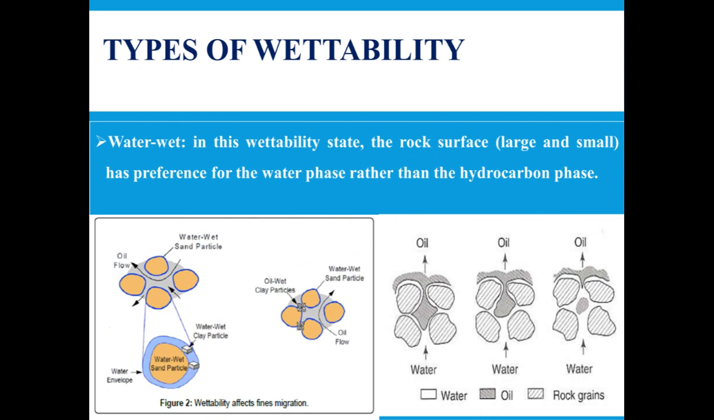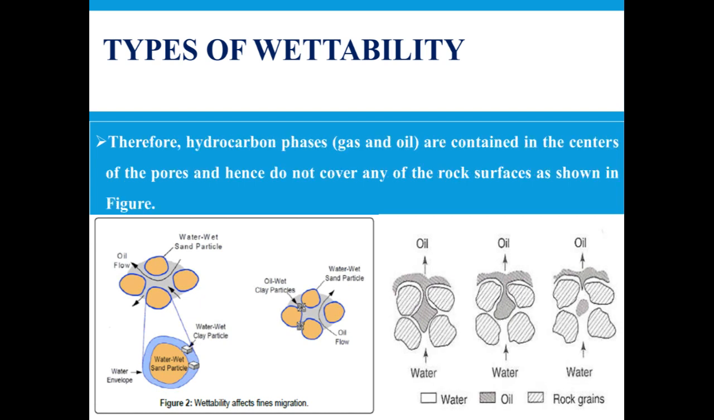Water wet. In this wettability state, the rock surface, large and small, has preference for the water phase rather than the hydrocarbon phase. Therefore, hydrocarbon phases, gas and oil, are contained in the centers of the pores and hence do not cover any of the rock surfaces as shown in the figure.